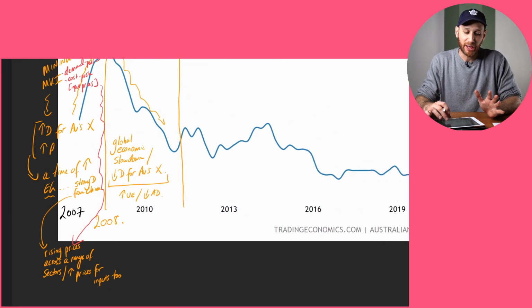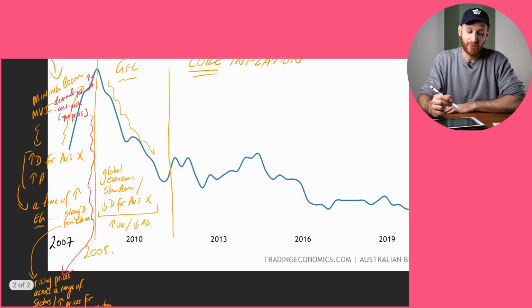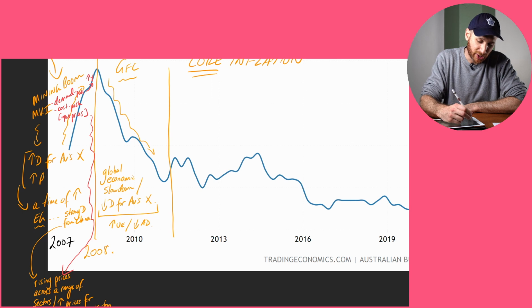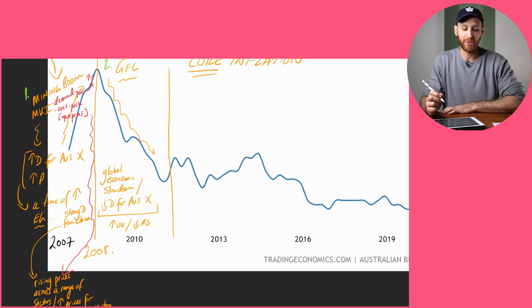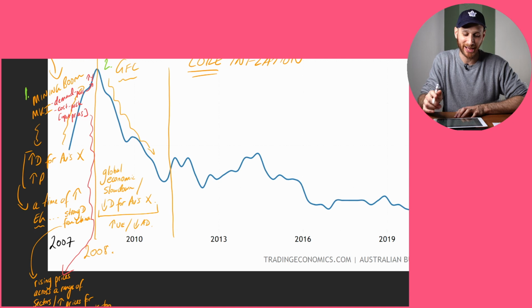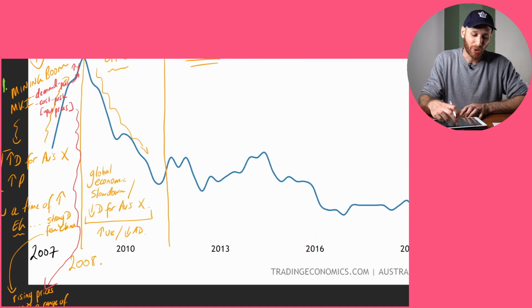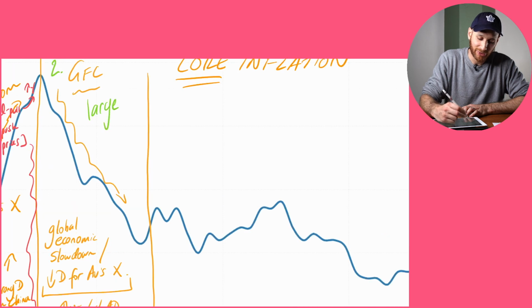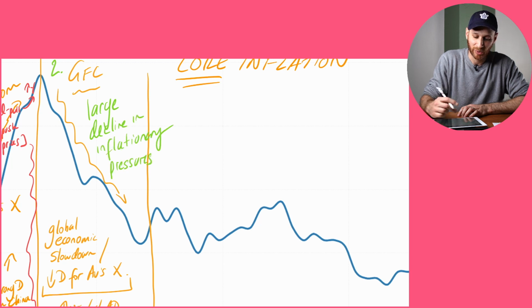So the price pressures that were present in that first period of time, we can label as phase number 1, and we can label this as phase number 2. It's really kind of opposite, and it looks like it's just reflected on either side the same way, that decline. So what we're seeing here is a large decline in inflationary pressures.